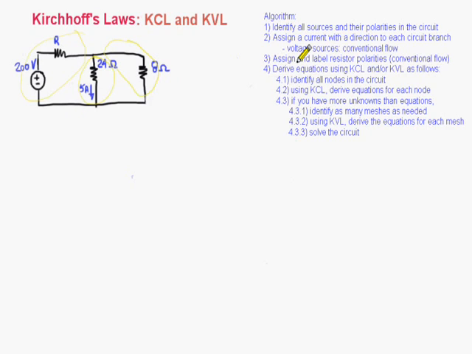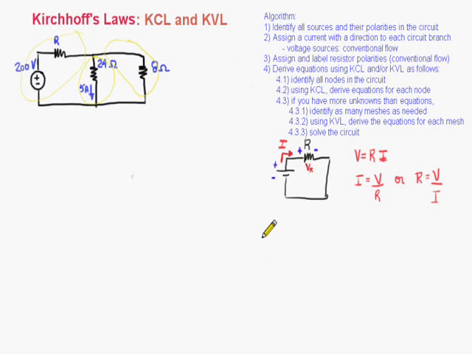And here it says for the voltage source, let's use conventional flow. Let's go to number 3 as well. Assign and label resistor polarities using the same thing, conventional flow. The conventional flow says that the current flows out of the positive terminal of the source, travels through the circuit, and returns into the negative terminal of the source.